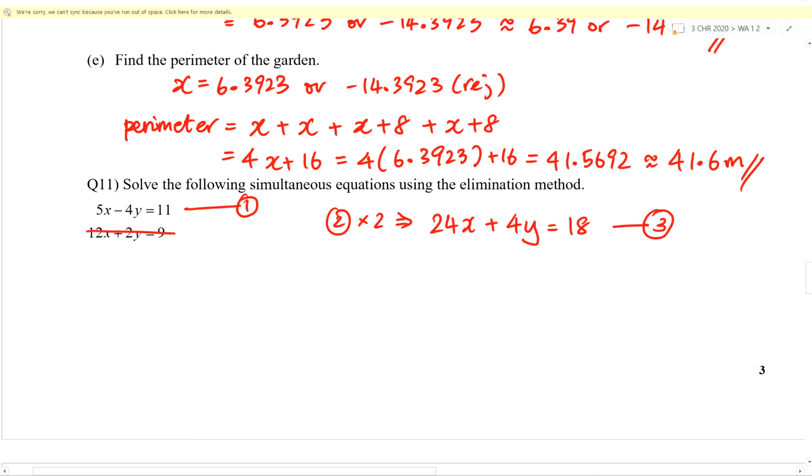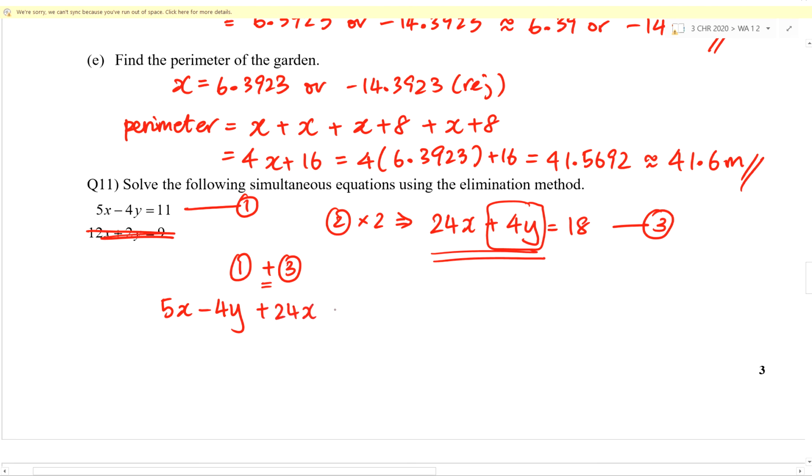So now I'm not interested in equation number 2 anymore. We are only going to focus on equation number 1 and equation number 3. We see that there is a negative 4y and a positive 4y. In order to eliminate them, we will add 1 and 3. So let us compare the left-hand side for equation number 1. 5x minus 4y. That is the left-hand side for equation number 1. We're going to add that to the left-hand side for equation number 3. So plus 24x plus 4y.